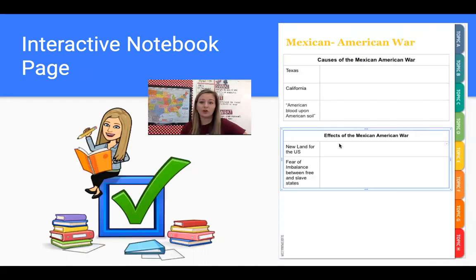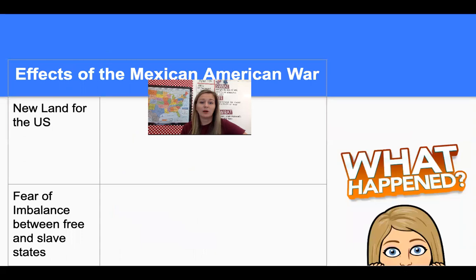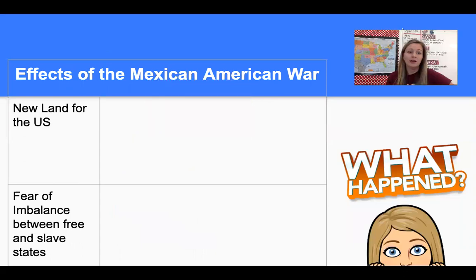This is the interactive notebook page that we want to go to. We filled this part out yesterday. We're just going to fill in these two parts right here today. So I'm going to pop right on over to here, and let's go ahead and talk about it.